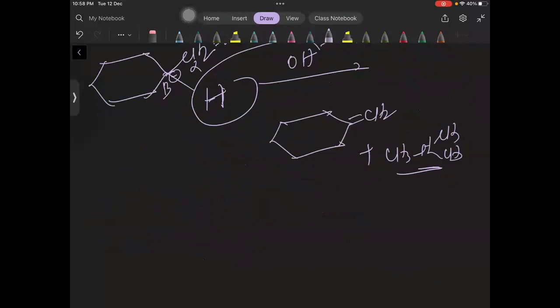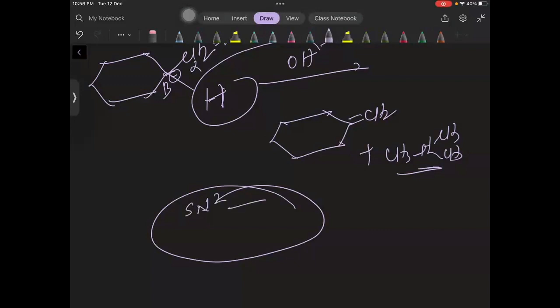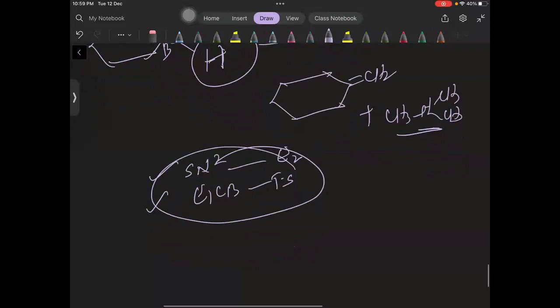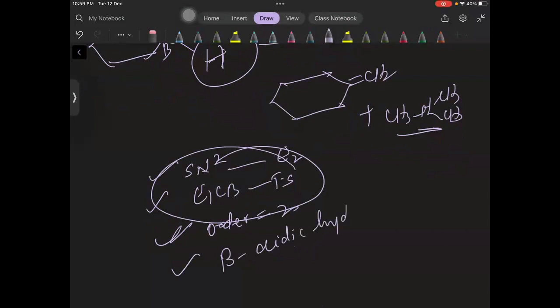Now, students, I wrap up these points with a few things here. Hofmann exhaustive methylation and elimination. Hofmann exhaustive first favors SN2, then favors E2. First. Second, E1CB transition state, it follows the E1CB transition state. Third, it is a second order reaction. Fourth, there should be a beta acidic hydrogen. Okay, there should be beta acidic hydrogens. Okay, so that's the Hofmann exhaustive methylation and elimination process.